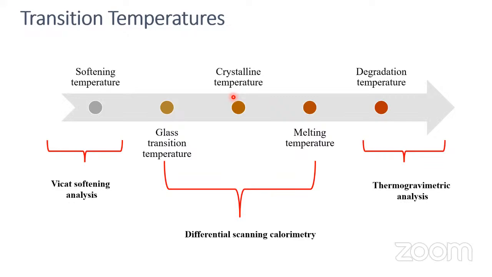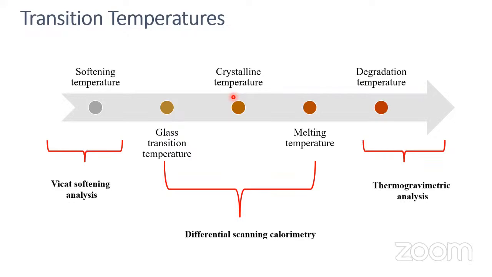Okay, so this is all about the thermal transitions, or transition temperatures, of polymeric material, or you can say the thermal behavior or thermal profiles of your polymeric system. Okay, so all these things can be tested or characterized using different testing methods.